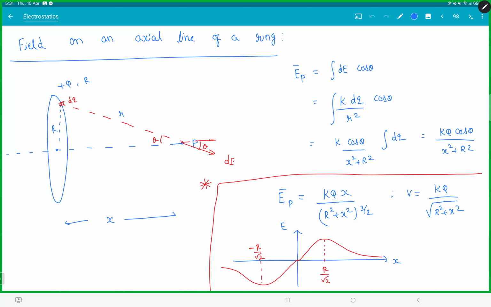Last thing we did was this field on an actual line of a ring. Great. Let's go ahead with a question. So there, the maximum value occurs at r by √2.